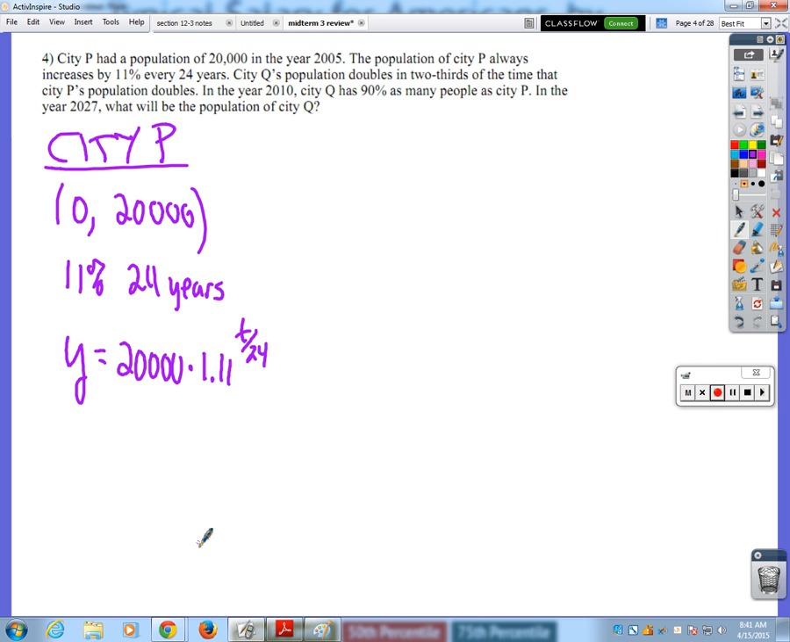Okay, city Q. City Q's population doubles in 2/3 of the time that city P's population doubles. Okay? So we need to figure out how long it takes for city P's population to double. How do you do that?